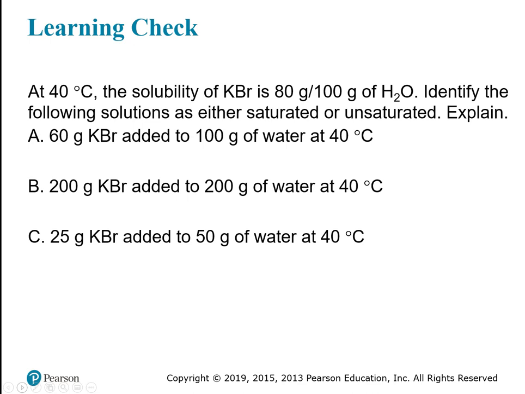So A is pretty simple. There's 60 grams of potassium bromide added to 100 grams of water at 40 degrees. 60 grams in 100 grams is less than the solubility of potassium bromide. So that means it's going to be unsaturated.